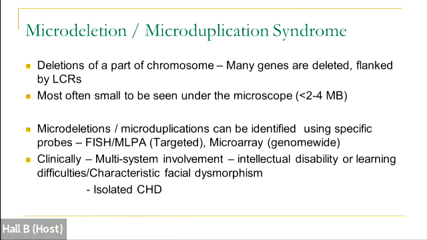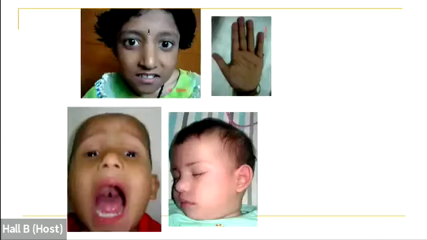The other group commonly associated with congenital heart disease is microdeletions and microduplications, which conventional karyotype can't identify. The size is usually less than 2 to 4 MB. We have targeted testing like MLPA, and microarray can be used.